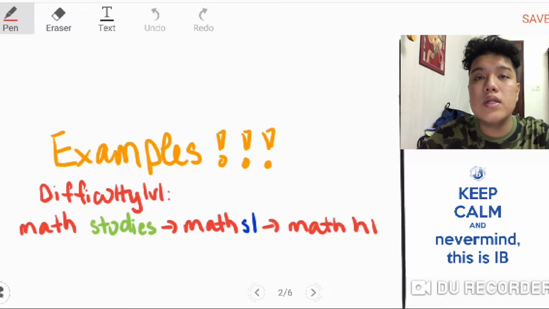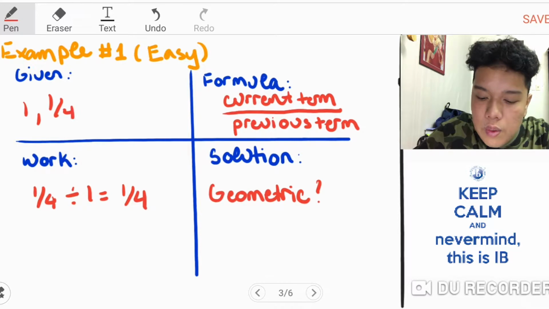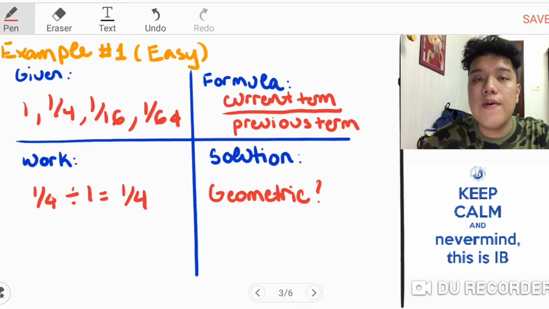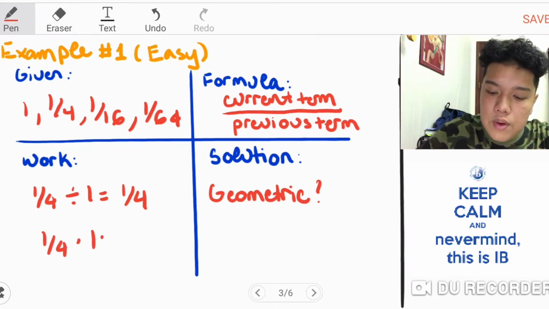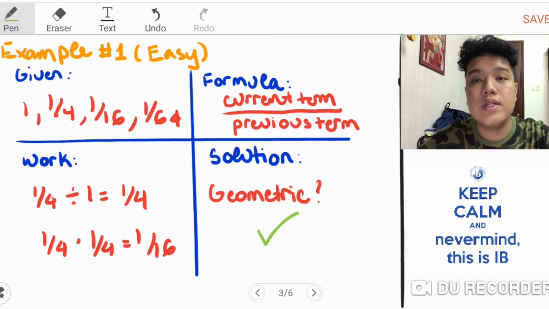We will begin with the easy ones, then it will progressively get harder, then finally something more challenging. Look at the sequence below: 1, 1/4, 1/16, and 1/64. Is this a geometric sequence? Well, to find out, we must find if there is a common ratio. The common ratio can easily be obtained by this simple formula: current term divided by the previous term. By dividing 1/4 by 1, we get a result of 1/4. To check our answer, multiply 1/4 by 1/4, which in this case is 1/16.